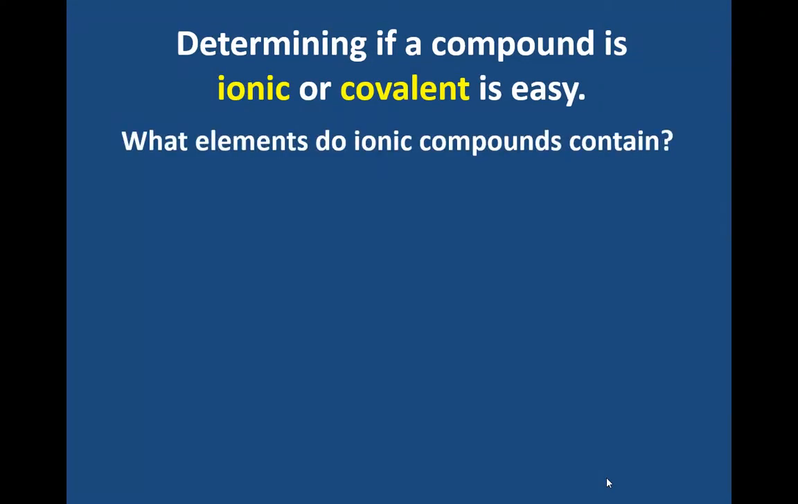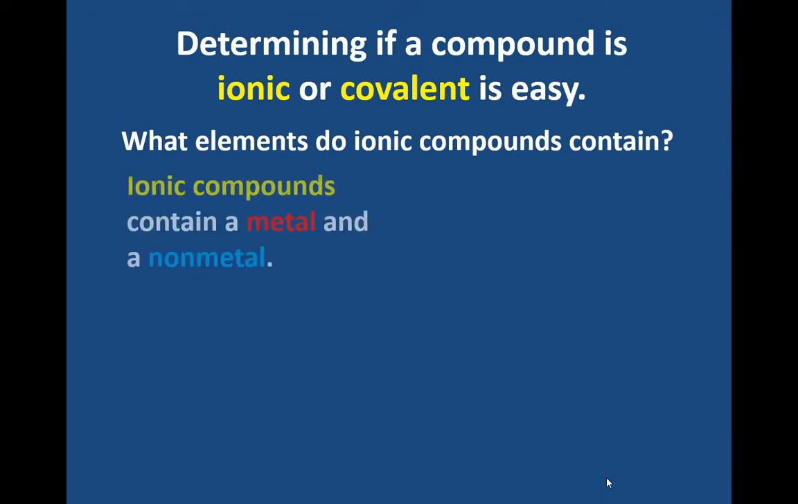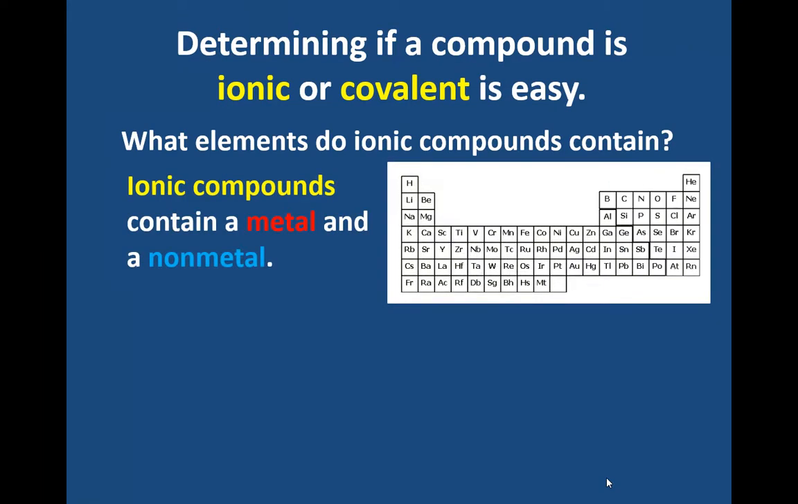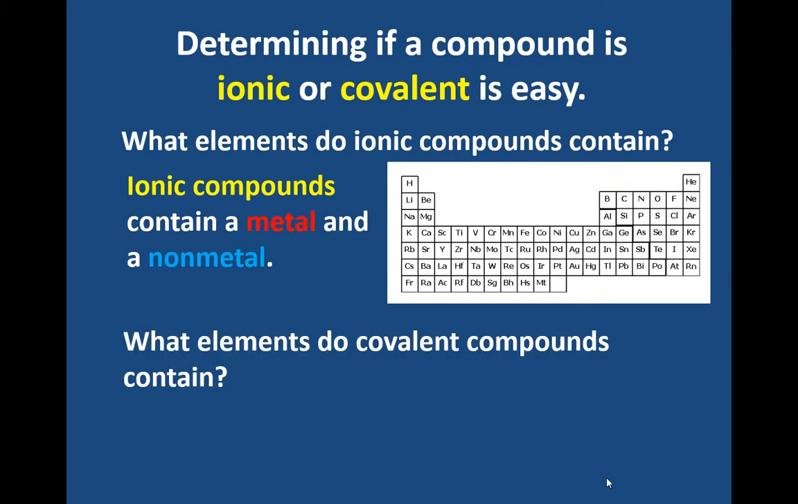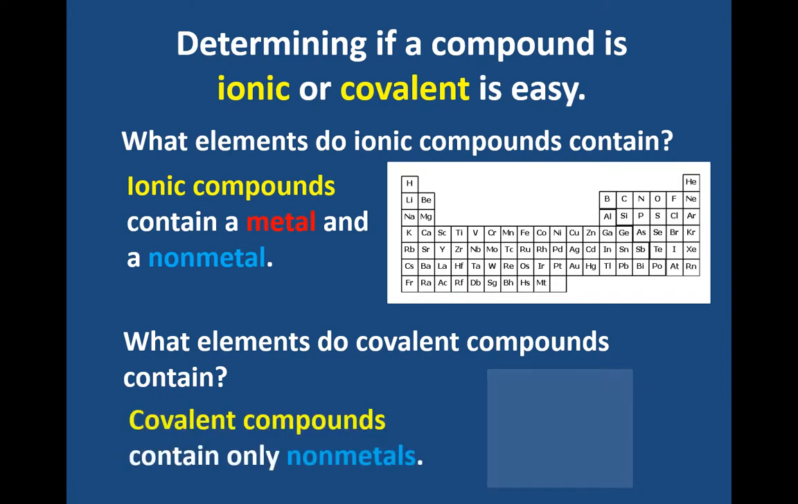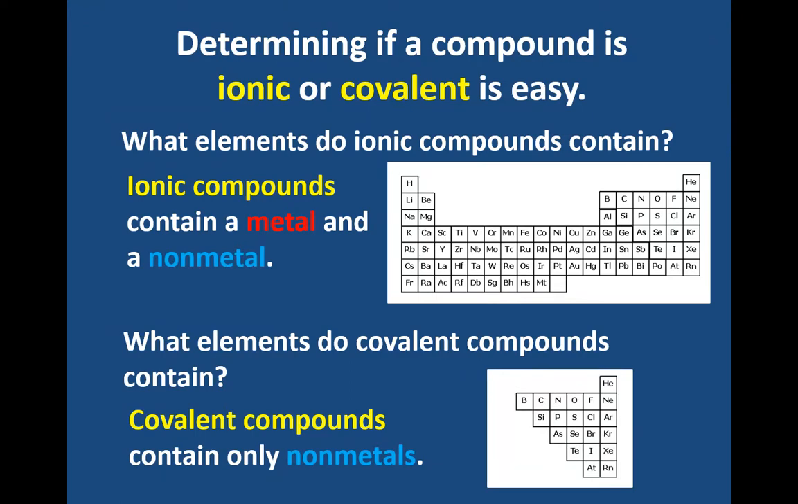Now, let's determine if a compound is ionic or covalent. Okay, so what elements do ionic compounds contain? Again, ionic compounds contain a metal and non-metal. So, as you can see dito sa periodic table, non-metals are located in this part, dito sa left side ng periodic table, while metals are located in this part of the periodic table. So, what elements do covalent compounds contain? Covalent compounds contain only non-metals.